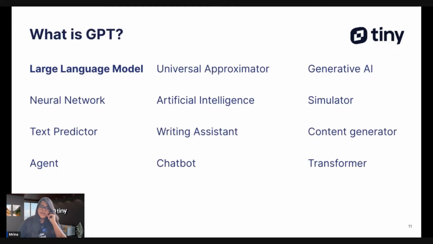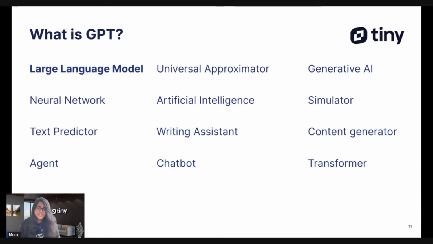You can call GPT a large language model. Some people call them universal approximators, from computer science specifically. We, of course, call them generative AI. Sometimes they're called neural networks. We know that it's an artificial intelligence. To some, it's a simulator of culture. To others, it just predicts text. It's also a writing assistant. If you've used ChatGPT, you can plug in a little bit of your essay sometimes and get some feedback. It's pretty amazing for that.